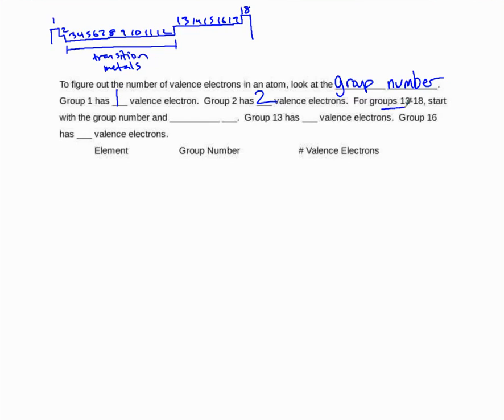So skipping those and going on to groups 13 through 18, what we're going to do is start with the group number and then subtract 10. So for instance, group 13 has 13 minus 10, 3 valence electrons. Group 16 has 16 minus 10, 6 valence electrons.